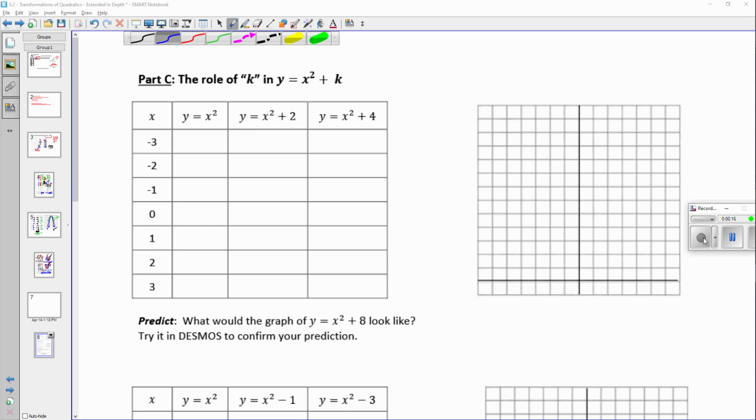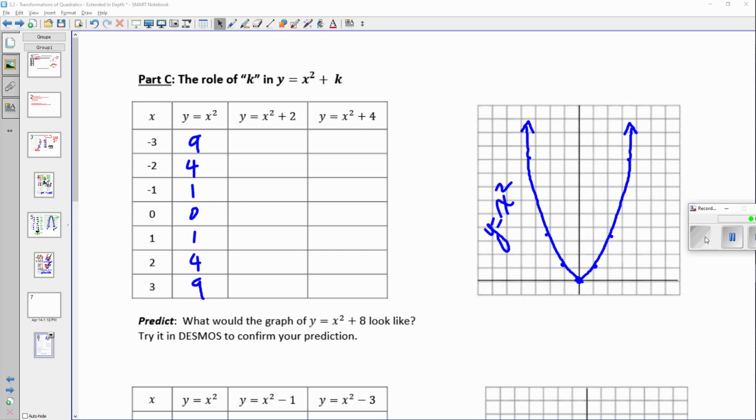So let's say I have the base parabola again. Remember, it's y equals x squared. So we have the following numbers for our x squared term, and we have our base graph, which looks like this. Now, if I'm looking at this equation, y equals x squared, that is what my points are.